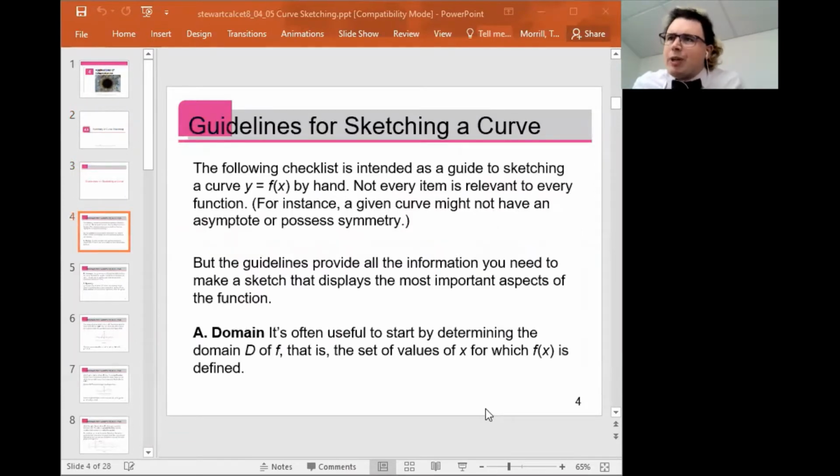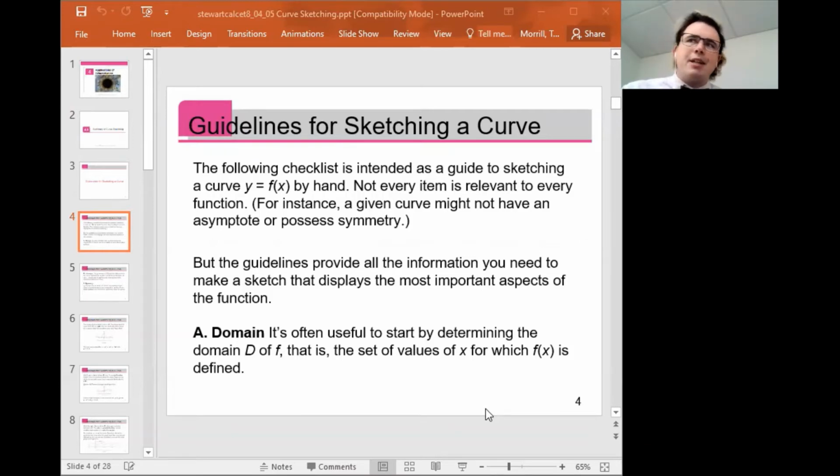So what are we trying to do? We're trying to get a better picture of what is going on. How can we better understand this function in terms of what these geometric properties of the graph are?